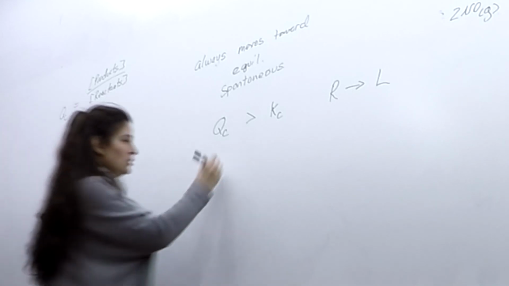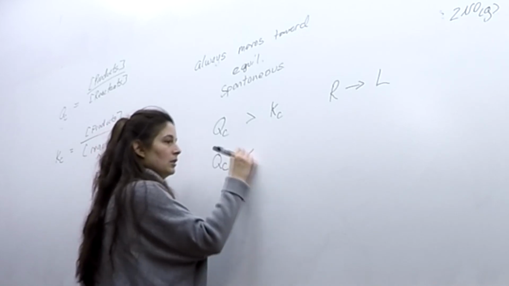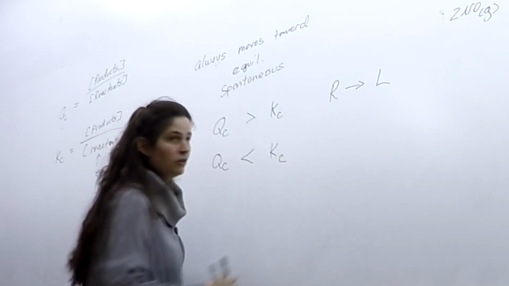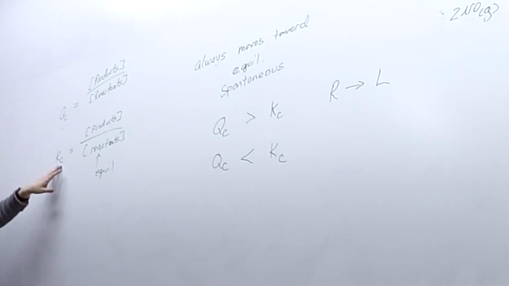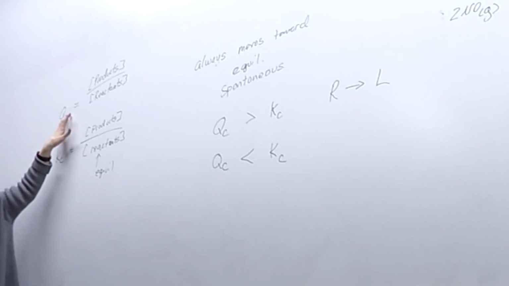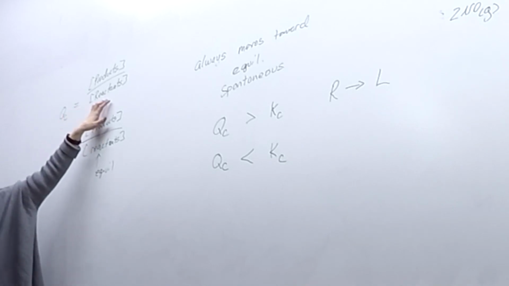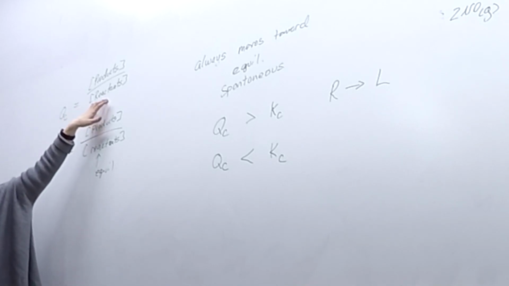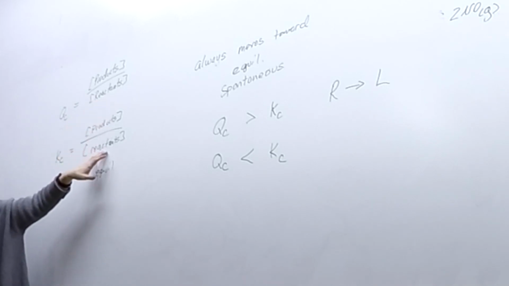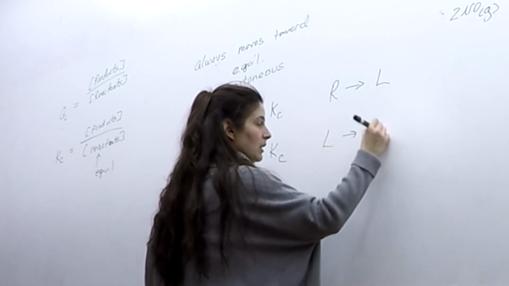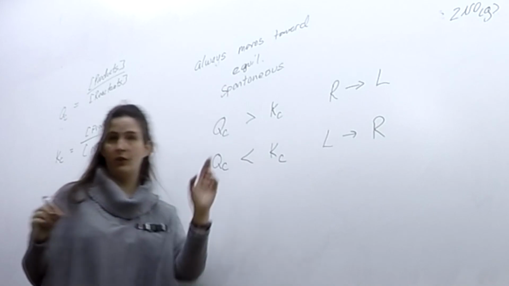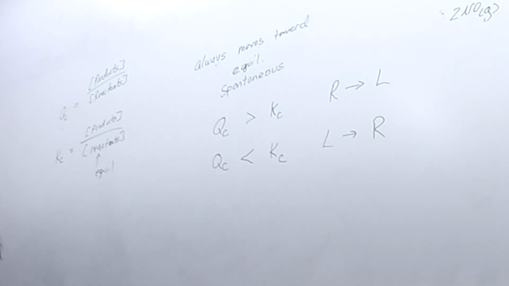The opposite is true if your quotient is lower than your equilibrium constant. If Qc is lower, that means the reactant concentration is much higher than it is in Qc or Kc, and that means that your reaction is running in the forward direction, left to right. So reactant to product.